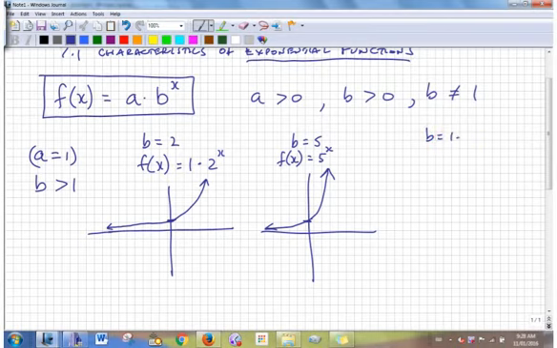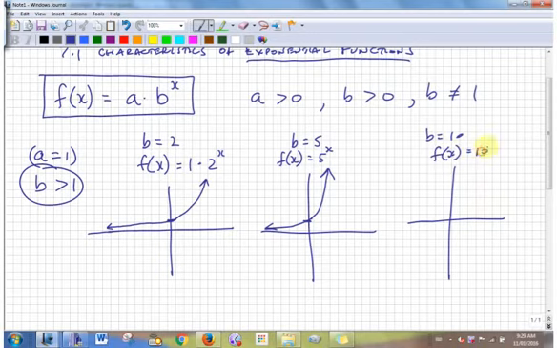And what happens if b is a real bigger number, like 10? Any guesses? If f of x is 10 to the power of x, any guesses?